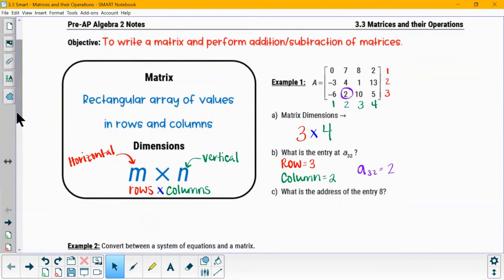And what is the address of the entry 8? So when I look at 8, it is in the first row, the third column. I'm going to notate that by a lowercase a, 1, 3.